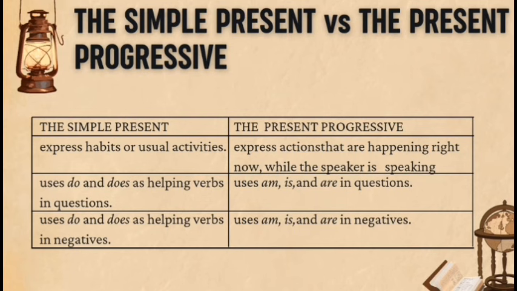The simple present uses do and does as helping verbs in questions. The present progressive uses am, is, are in questions. The simple present uses do and does as helping verbs in negative. The present progressive uses am, is, are in negative.